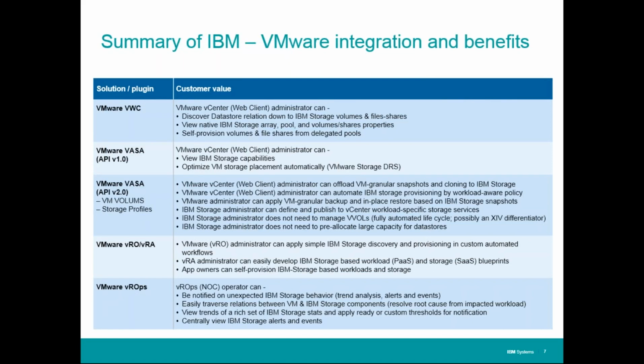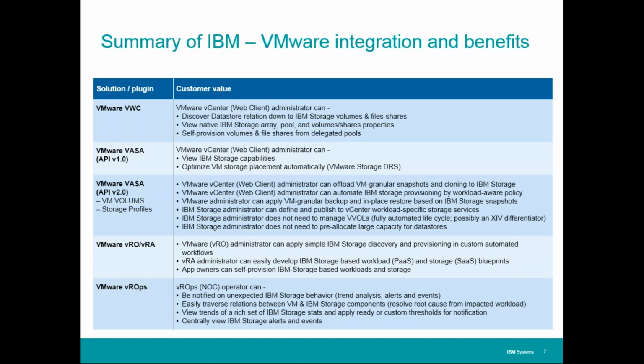So this is a long extended list, and I'm not going to cover every single point, but I think the emphasis should be on, one, the integration, which we covered in the previous slide, but really two, the customer value. What are we delivering to the customer on the other end as a virtue of our great integration? When it comes to the plugin, obviously the ability to discover a datastore down to the IBM storage volume, for example, or file share. When you look at VASA, optimize VM storage placement and be able to do so through automation, making the life of the storage admin exceedingly easier.